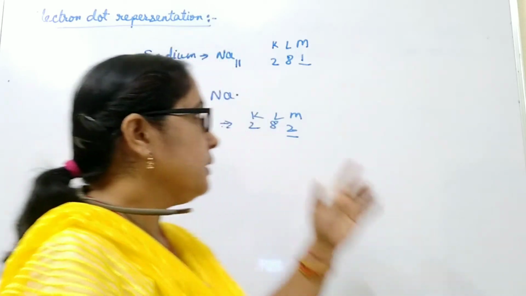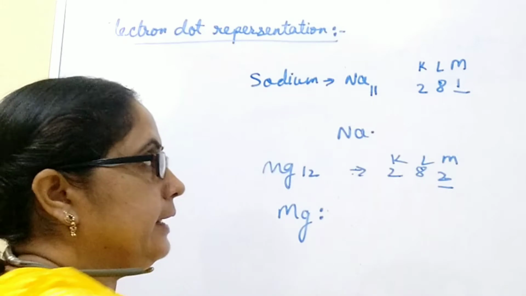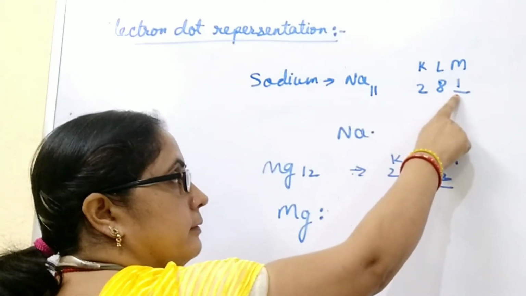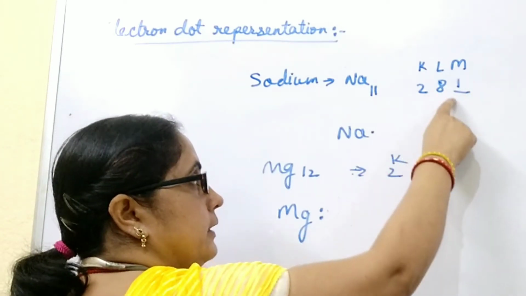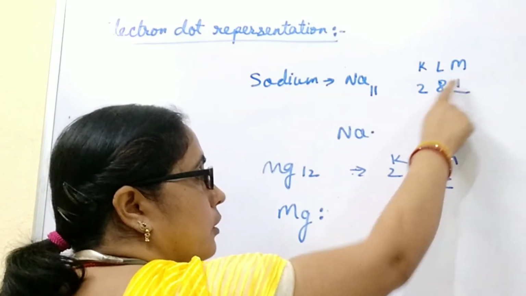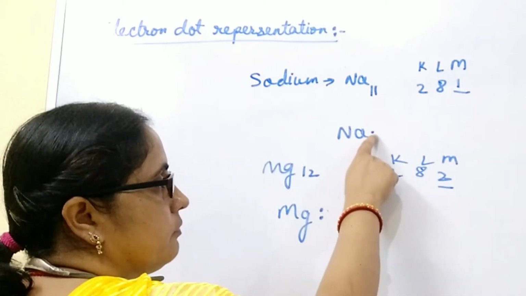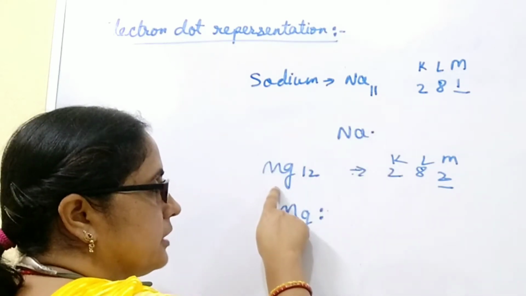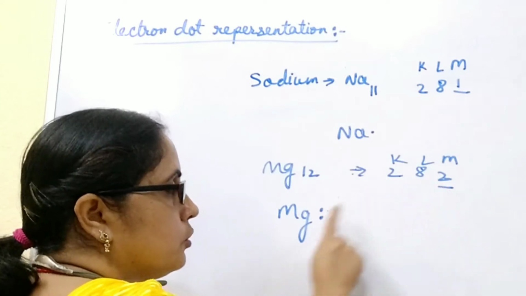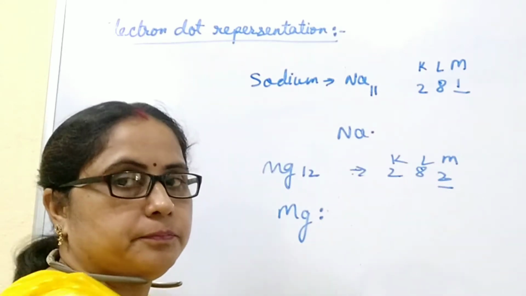For example, sodium. The atomic number of sodium is 11 and its electronic configuration is 2, 8, 1. It contains one electron in its outermost shell. Therefore, we use this one electron for the representation of sodium, and sodium is represented by using one dot. Similarly, magnesium contains two valence electrons, so we use two dots for the representation of magnesium.